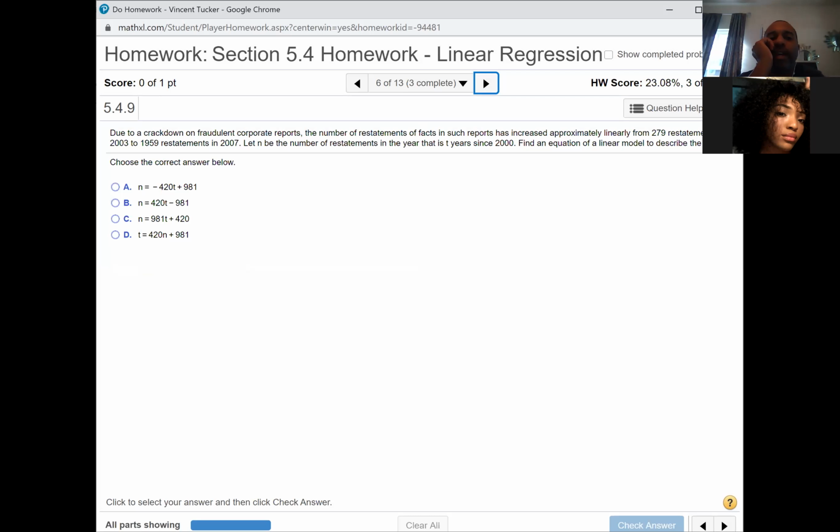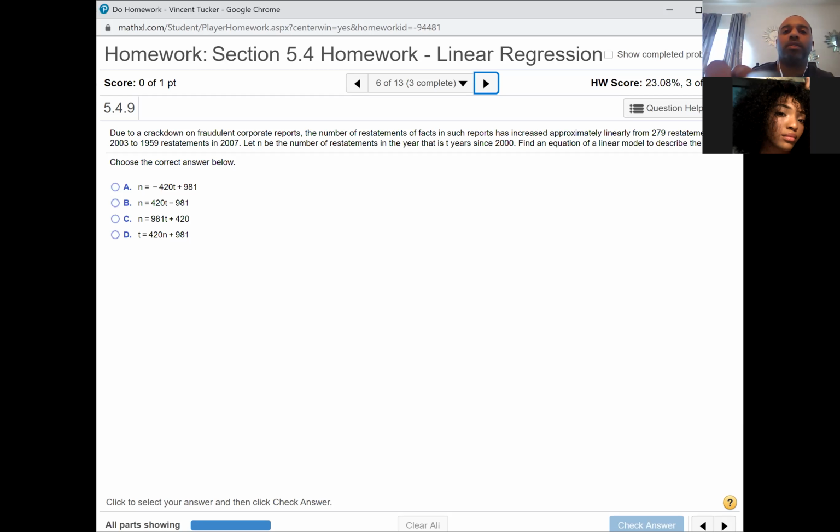All right. So here we have, due to a crackdown on fraudulent corporate reports, the number of restatements of facts in such reports has increased approximately linearly from 279 in 2003 to 1959 in 2007. Let N be the number of restatements in the year that is T years since 2000. Find an equation or a linear model to describe the data.